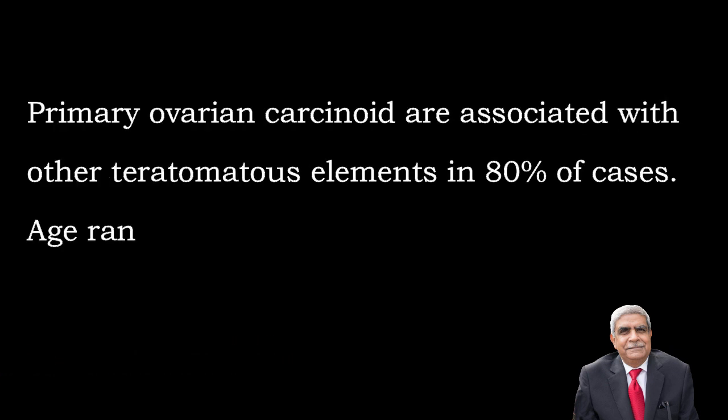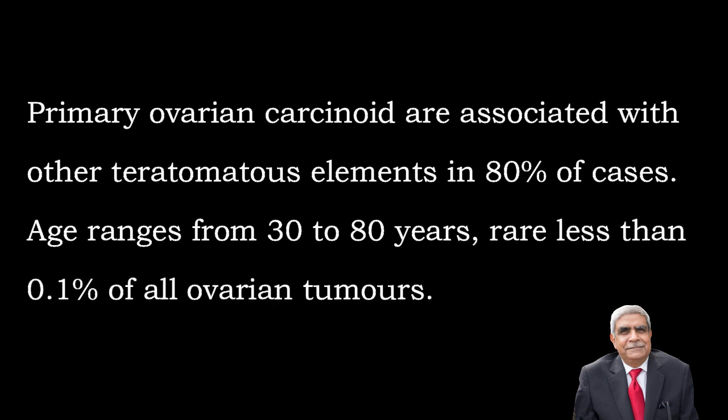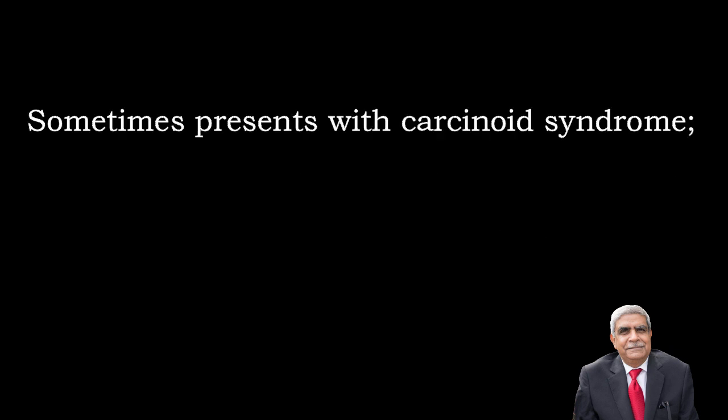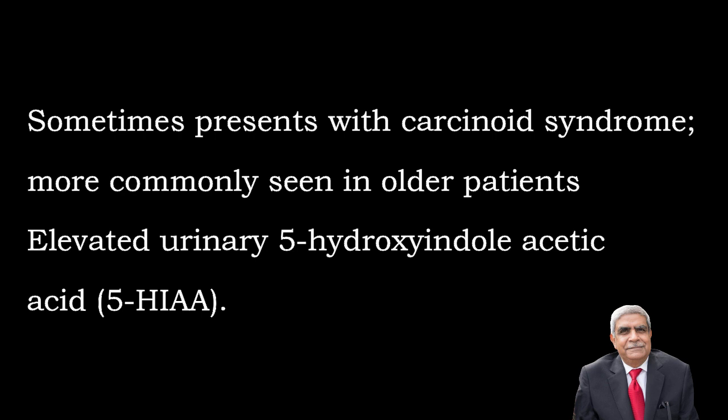Primary ovarian carcinoids are associated with other teratomatous elements in 80% of cases. The age is 30 to 80 years in which ovarian carcinoids are present. They are rare tumors forming less than 0.5% of all ovarian tumors. When ovarian carcinoid syndrome is present, they are more commonly seen in older patients. Elevated urinary 5-hydroxyindoleacetic acid can be detected.